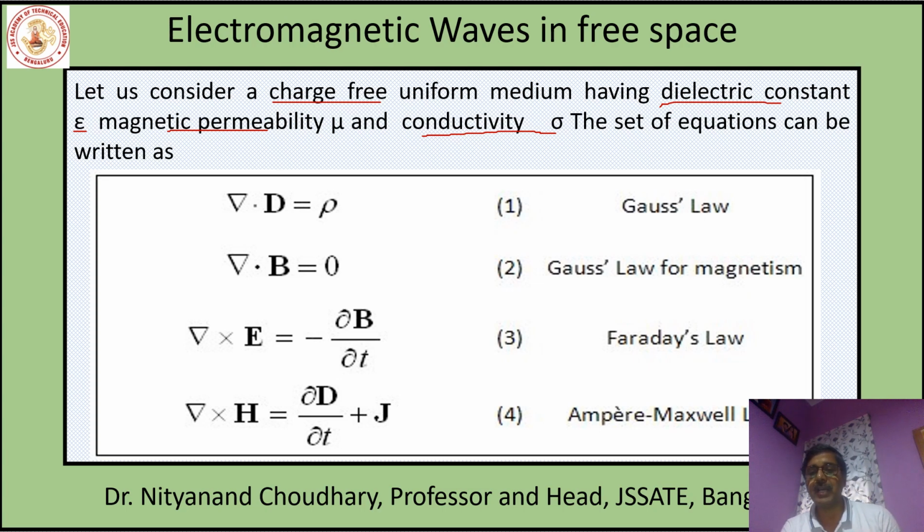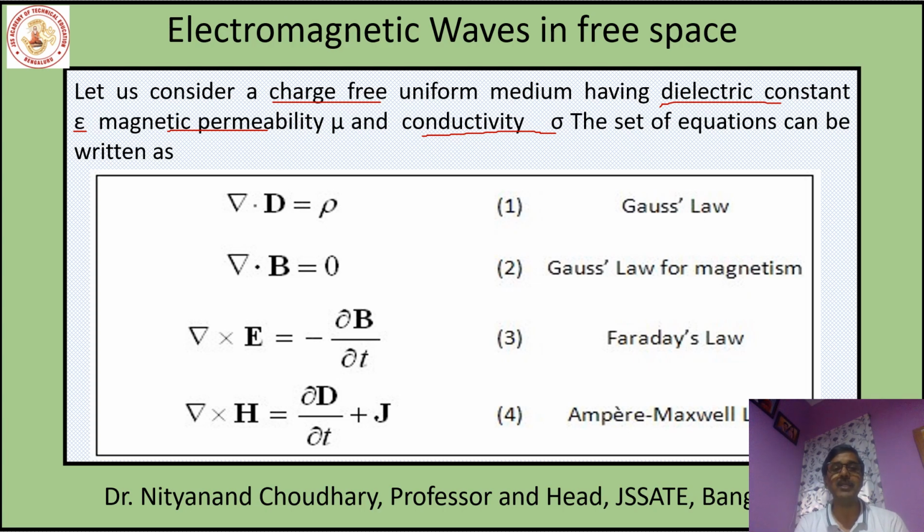Of course, as I have told you, the four Gauss equations were given by different scientists, but mathematically they were compiled by Maxwell, and we are going to use all these four equations, finally compiled by Maxwell, to derive the wave equation of the electromagnetic wave in free space, that is, the space free from charge. All right, so let's see what our first equation is.